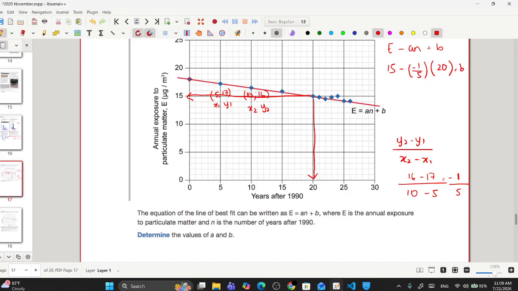And yeah, minus 0.2 multiplied by 20. We get an answer of B equals 19 roughly. So we have the equation, y equals negative 1 over 5 x, or in fact no, I should write it in the form E equals negative 1 over 5 n plus 19. Alright, that's how we find the values of A and B.